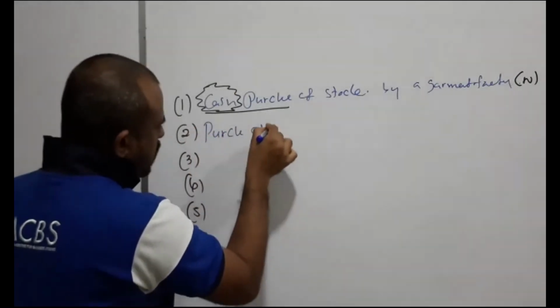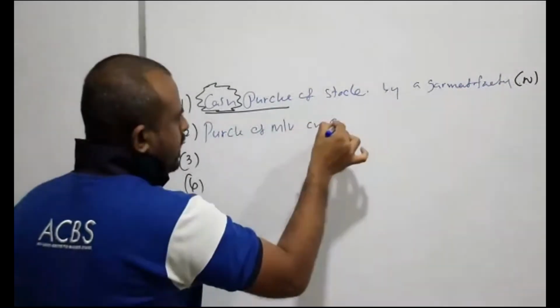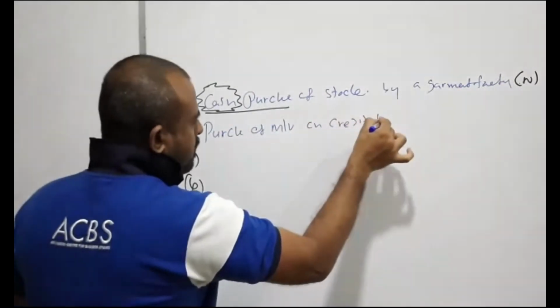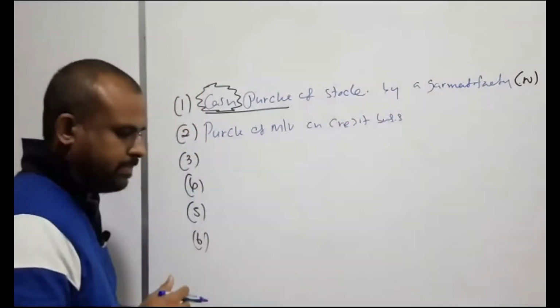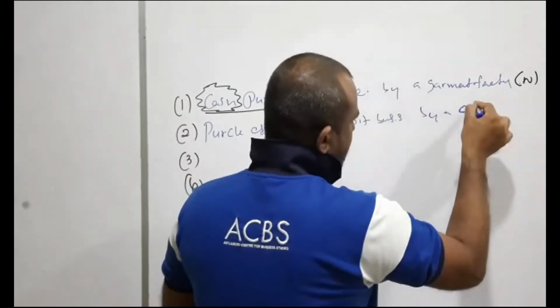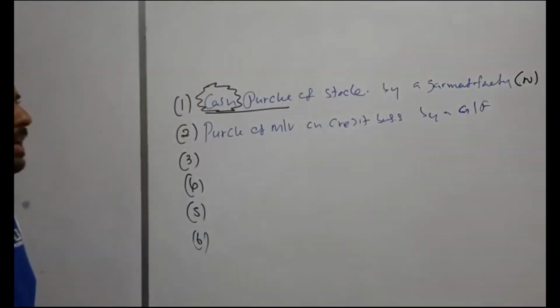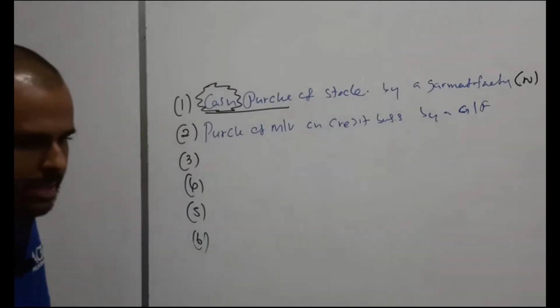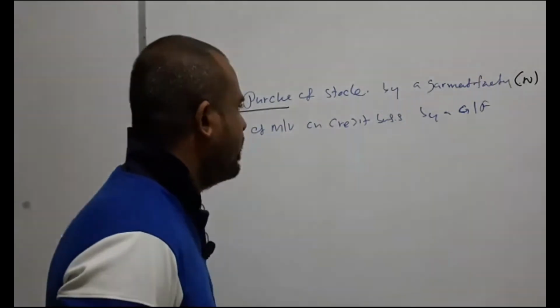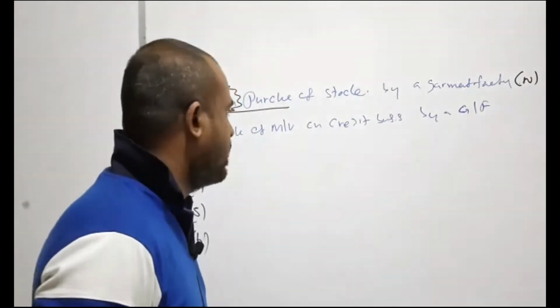Purchase of motor vehicle on credit basis by a garment factory. A garment factory bought a motor vehicle on credit basis.